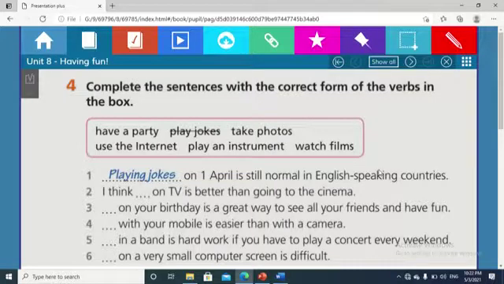Of course, in Arab countries, we have something like this. It's nowadays called Kidbat Nisan. It's the 1st of April, April Fool's Day.